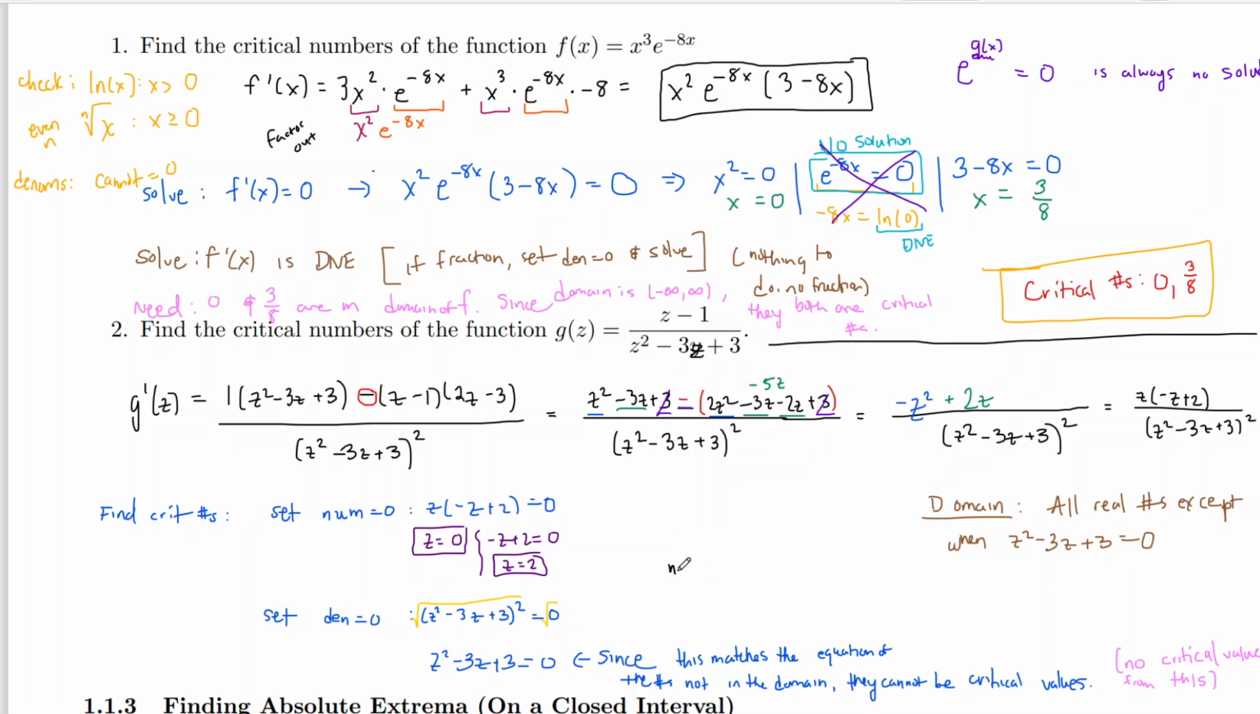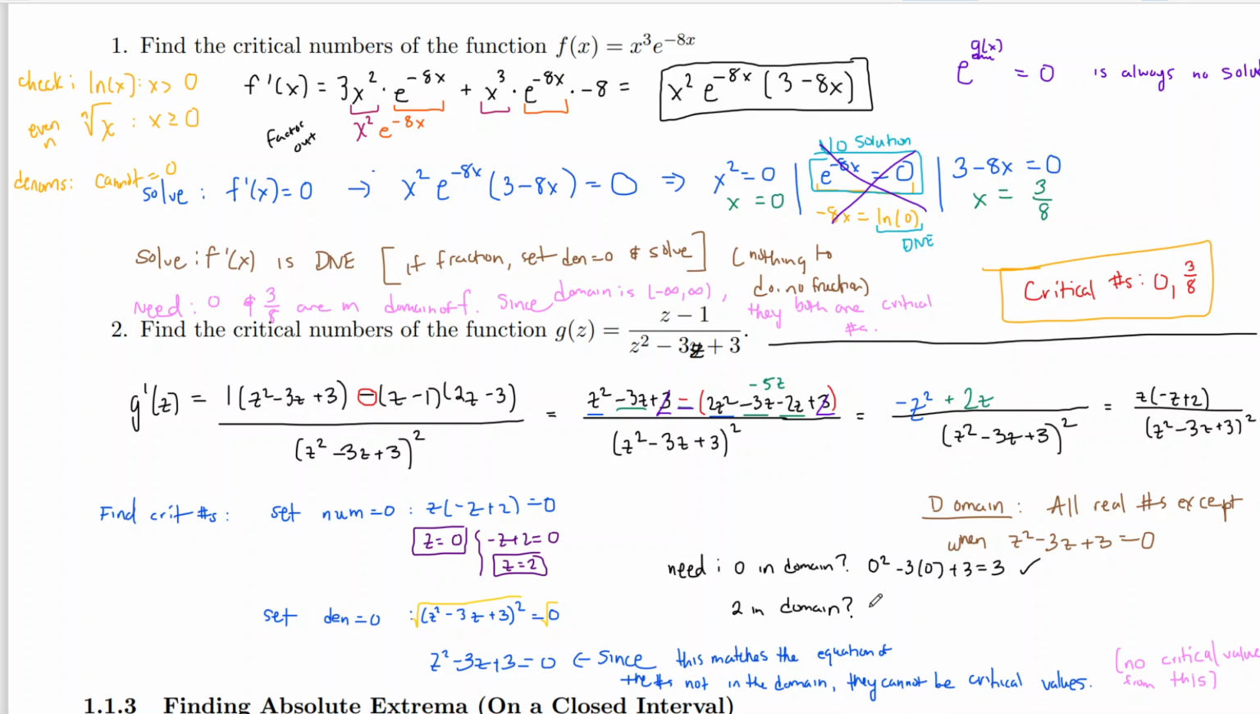So what we need to know is, is 0 in the domain, and is 2 in the domain. Well, all we got to do is plug it into the denominator and make sure it doesn't equal 0. So what happens if we plug it into the original denominator? We get 0 squared minus 3 times 0 plus 3, which equals 3. That means, yes, 0 is in the domain.